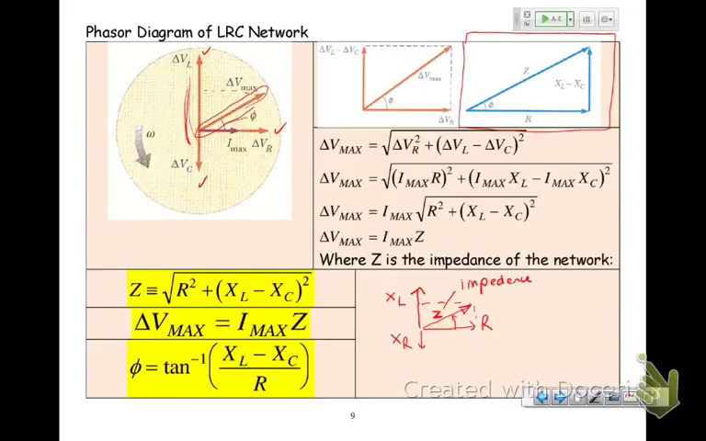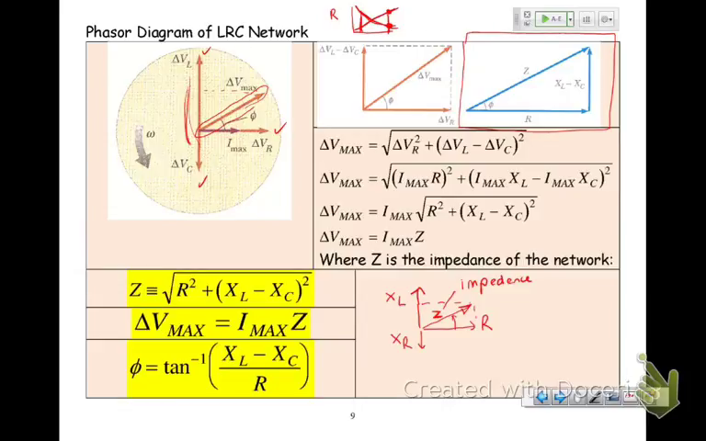Now let's remind ourselves of that graph. We had R, we had XL, and we had XC. So if I have a low frequency, then my XC is bigger than my XL. And if I have a high frequency, my XL is bigger than my XC. So I can dial in what I want by which frequency I choose.